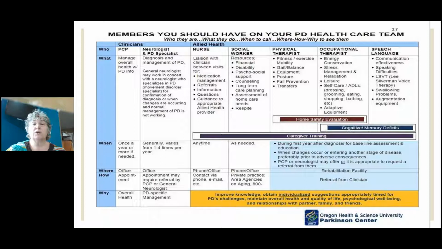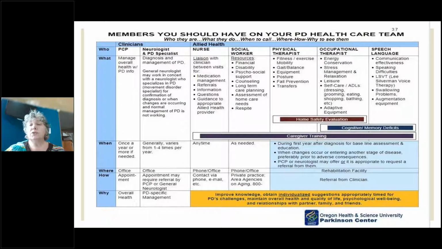The social worker provides counseling, short-term and long-term care planning, assessing what home needs are, and helping set up respite. The nurse is more likely to help with medication management, referrals to others in the community, information, backing up any kind of training needed, or help with both a personal or a paid caregiver, okay?